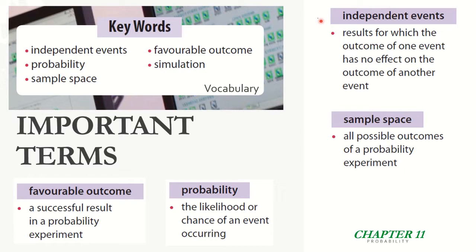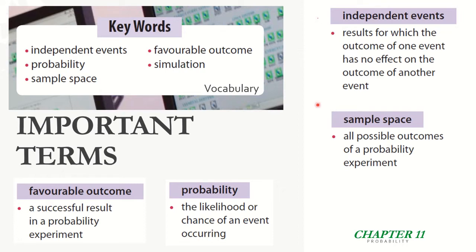The odds are the exact same of flipping a head or a tail the next time I flip that coin, or if I flip that coin 1,000 times. The probability or the chance of getting a head or a tail is the same on every flip. So you would call those events independent.